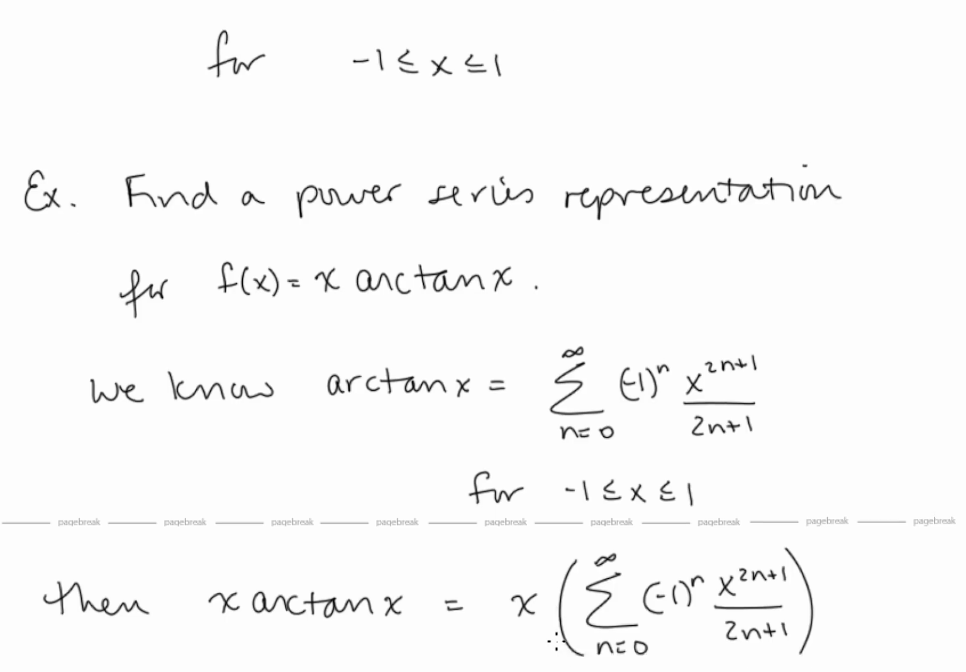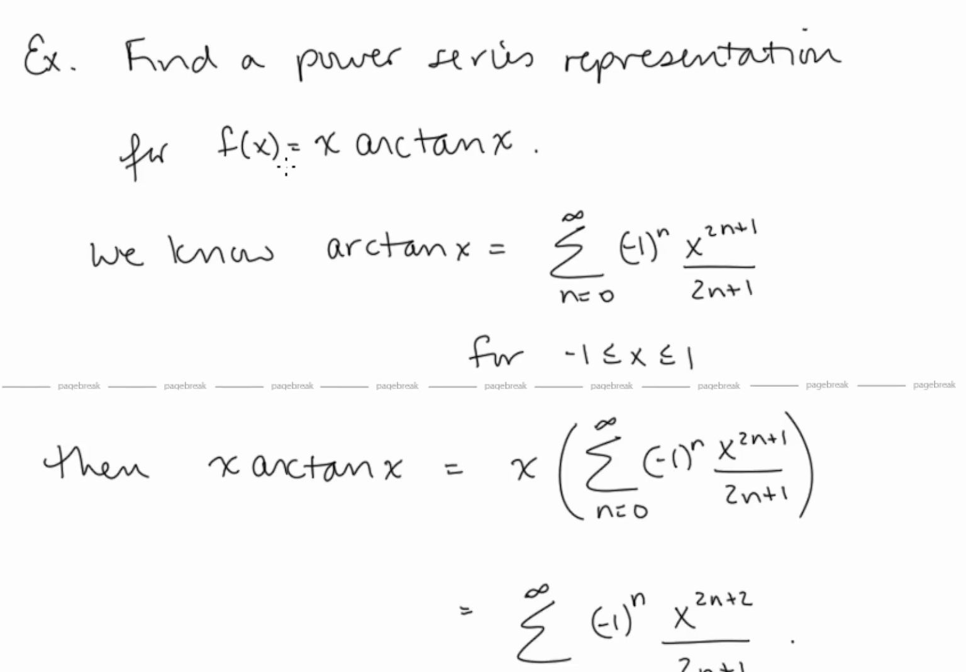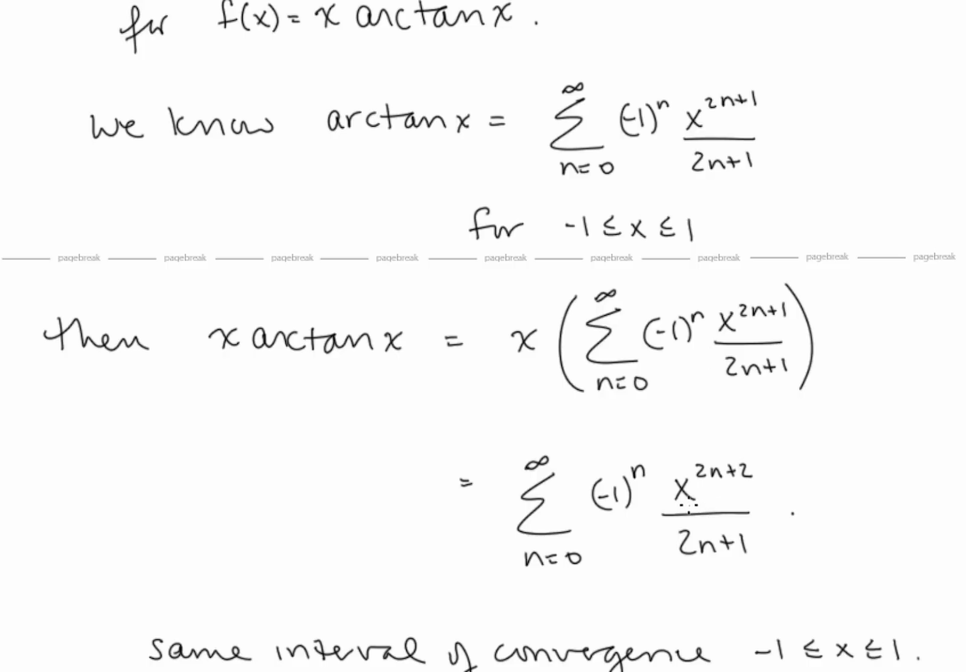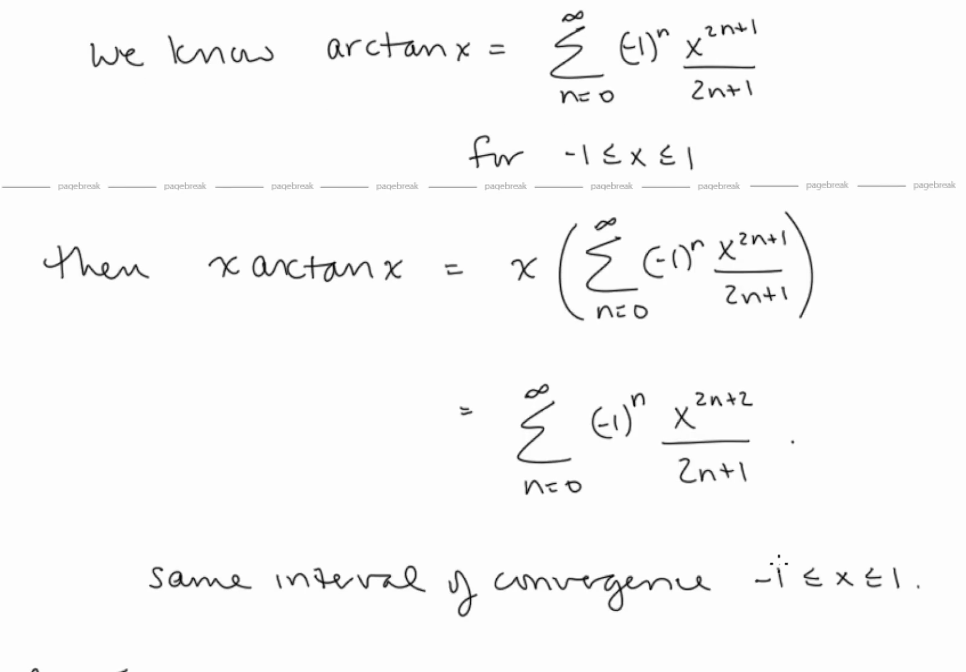Now let's take a look at another example. Let's find a power series representation for f of x equals x arctan x. Well, we know that arctan x has this power series representation for these x values. We just found that. So x times arctan x is x times this series. So that means term by term, we have an extra power of x when we multiply this through. So this becomes x to the 2n plus 2 when we multiply this x into each term. And so we have negative 1 to the n, x to the 2n plus 2 over 2n plus 1. And it's going to have the same interval of convergence. The behavior is not going to change at the endpoints by just multiplying a factor of x.